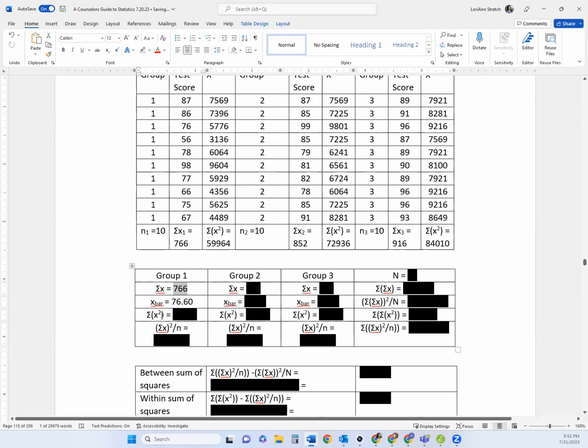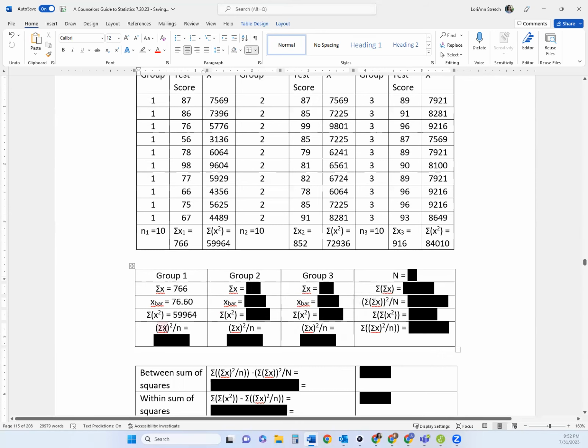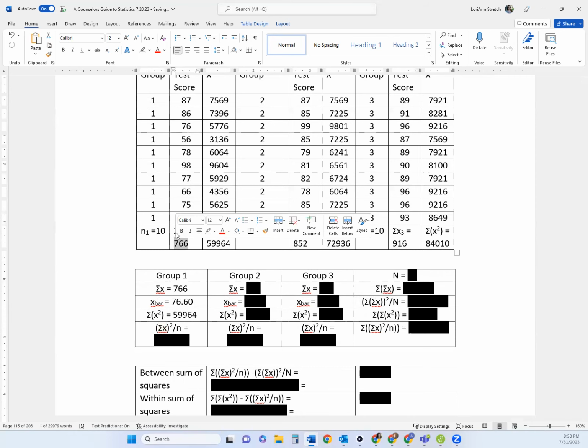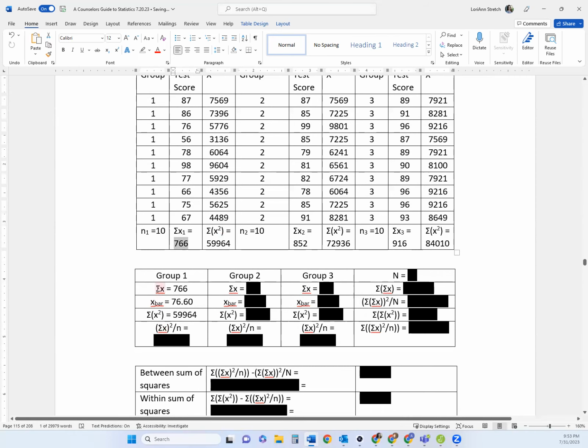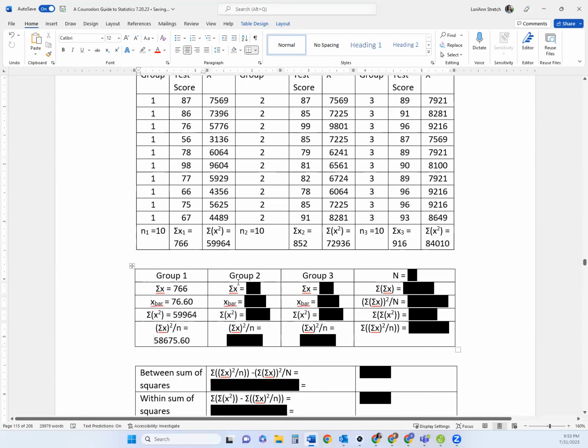Now I'm going to take the summation of X squared, which is right here, and then the summation of X. This is the summation of X. The summation of X squared is different than this. So the summation of X is 766 squared. I'm going to square that, and then I'm going to divide by n. When I do that, I get this number. I'm going to repeat this for group 2 and 3.